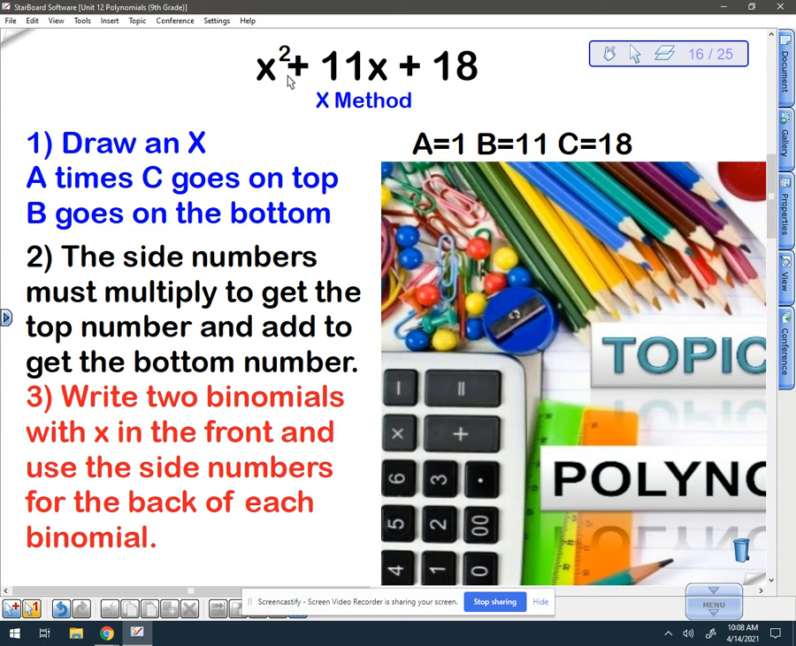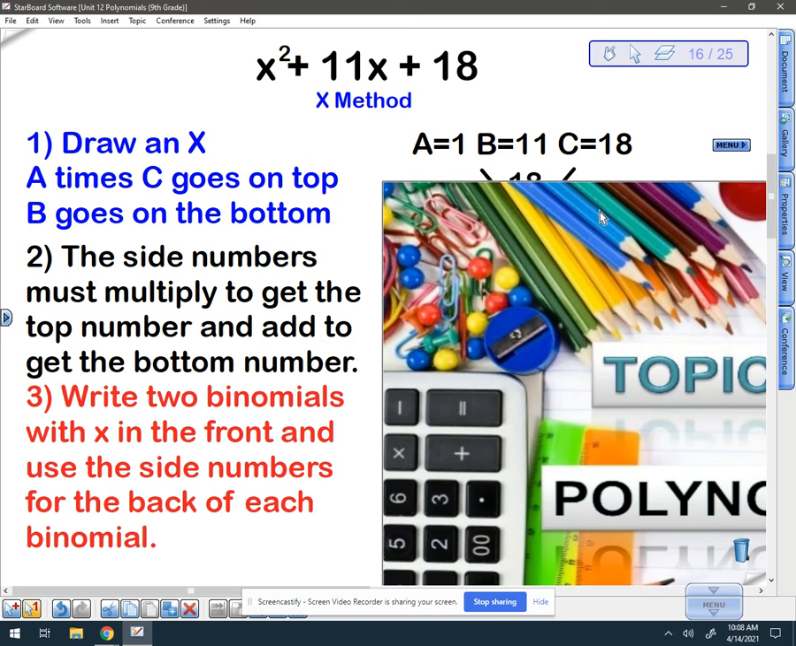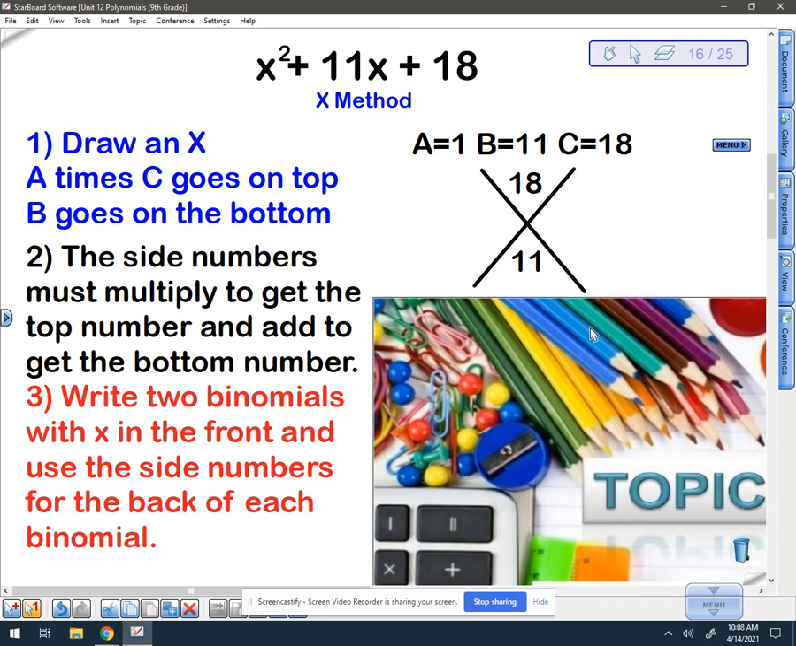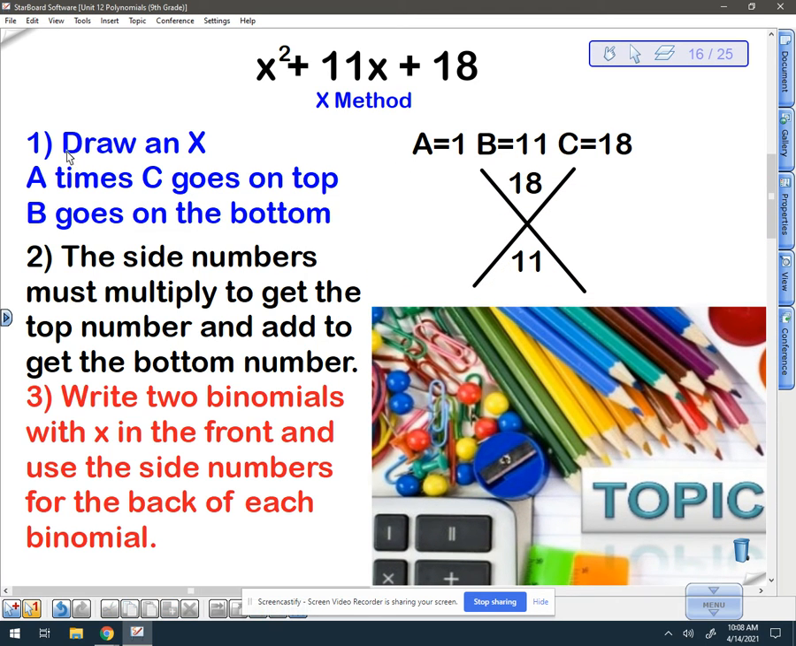For this problem, our A is 1, B is 11, and C is 18. And remember we said for all of the problems today, A is going to be 1. So the first thing you do is draw an X. So step 1, draw an X. A times C goes on the top. So 1 times 18 is 18. 18 goes on the top. B goes on the bottom. B is 11.